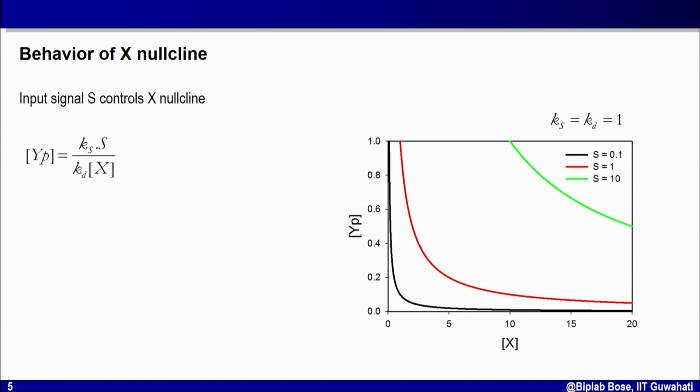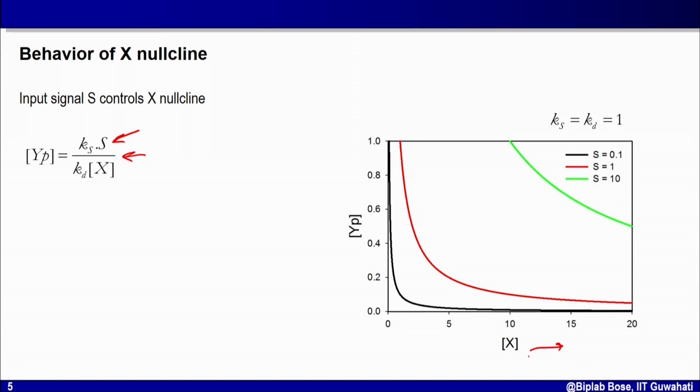Now let us look into the behavior of the X nullcline. The equation for the X nullcline is this one. We have reduced that algebraically. You can see easily it is a hyperbola, and that hyperbola depends upon S, the input signal. Remember, in our system we are considering S as a constant. It is not changing with time, but we can vary the value of S.